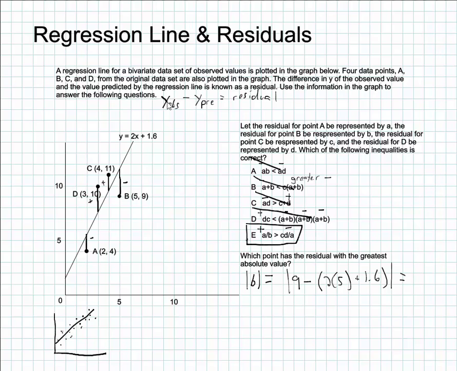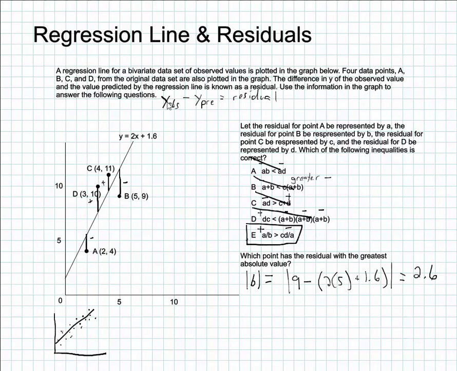So 9 minus, 2 times 5 is 10 plus 1.6, that's 11.6. So 9 minus 11.6 is, well, it's actually negative 2.6, and then we take the absolute value of that. So that's going to be 2.6.